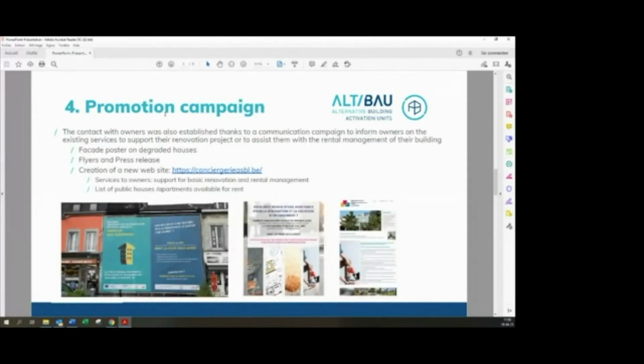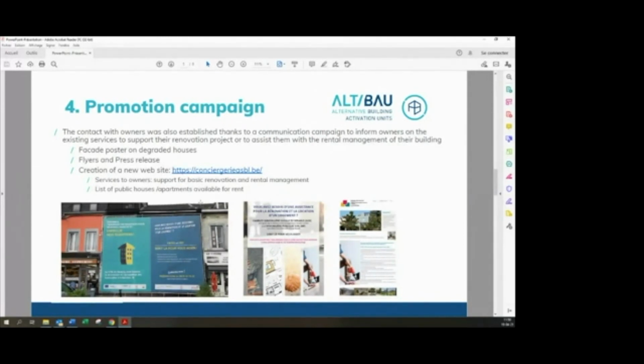Another way we used to contact owners was to make a promotion campaign to give the message that there were existing services to help owners in their renovation projects or to assist them with the rental management of their building. So we've made these big facade posters of degraded houses. You have an example here in the picture. It covers here 2 houses, very much degraded, waiting for their renovation. At least the place is nicer and cleaner, and it's also an opportunity to communicate because the message says we are all together, let's embellish our neighborhoods.